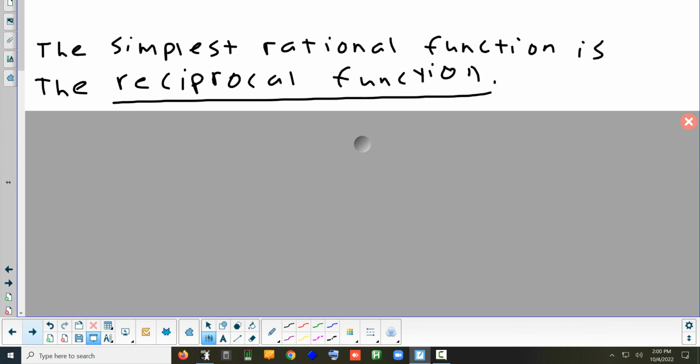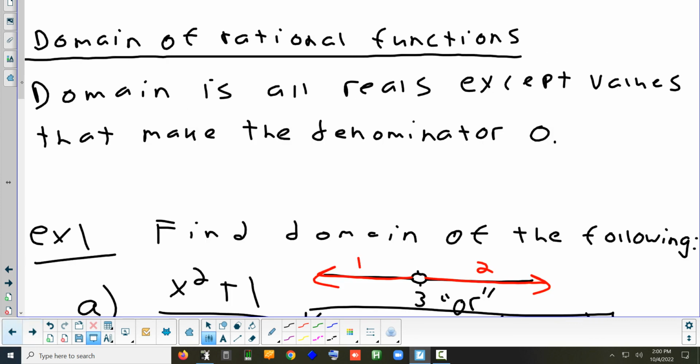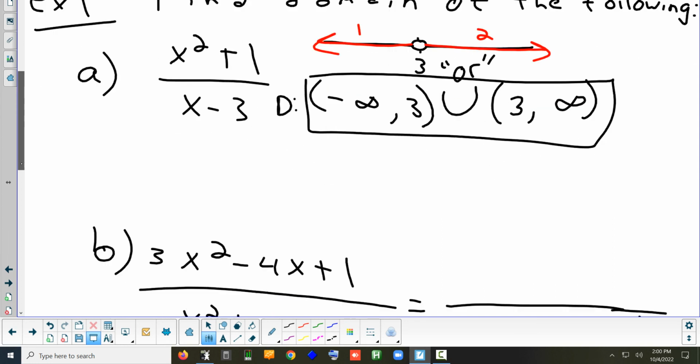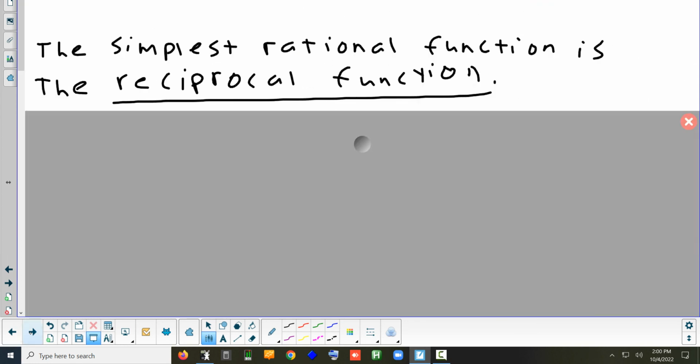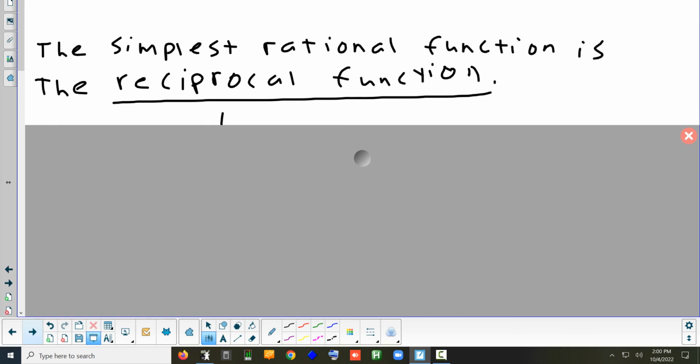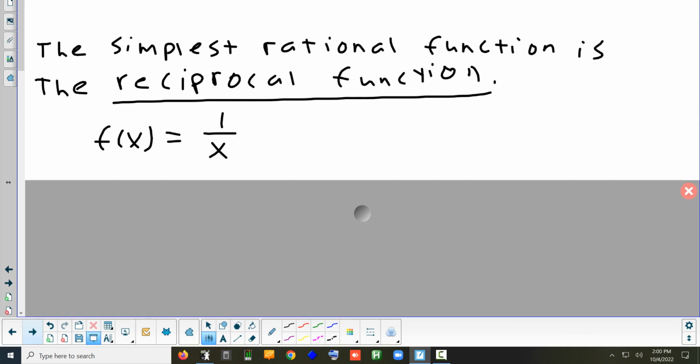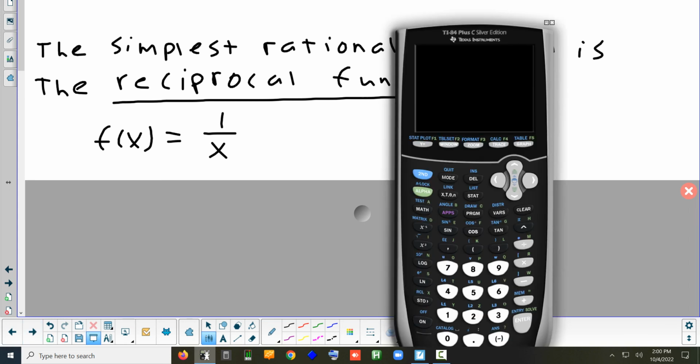So I've shown you guys a couple different rational functions. I showed you that one there. We had another one there that was a little more complicated. Well, now I'm going to show you the simplest one. That's the simplest rational function you can have: 1 over x. It's just a number in the top, just a single letter in the bottom. No powers, nothing.